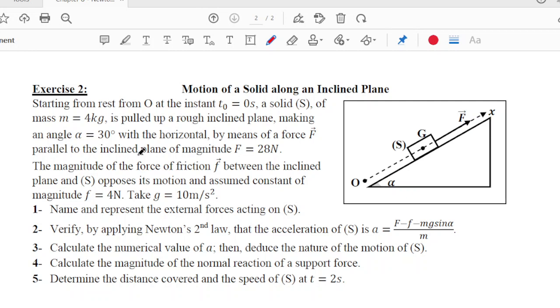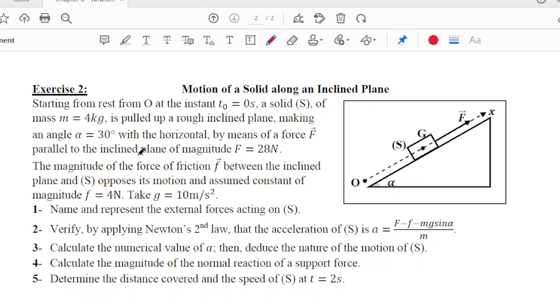Now, what is the difference between motion along an inclined plane and motion along a horizontal plane? One difference is that in the case of motion of a solid along an inclined plane, W will be divided into two components, Wx and Wy. Part 1. Name and represent the external forces acting on S. What are the forces acting on S?